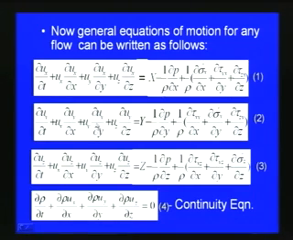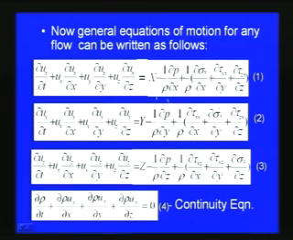Similarly, in the y direction we can write the general equation of motion, the so-called Cauchy's equation, as del u y by del t plus u x into del u y by del x plus u y into del u y by del y plus u z into del u y by del z is equal to Y minus 1 by rho del p by del y plus 1 by rho [del tau x y by del x plus del sigma y dash by del y plus del tau z y by del z], where Y is the body force in the y direction.